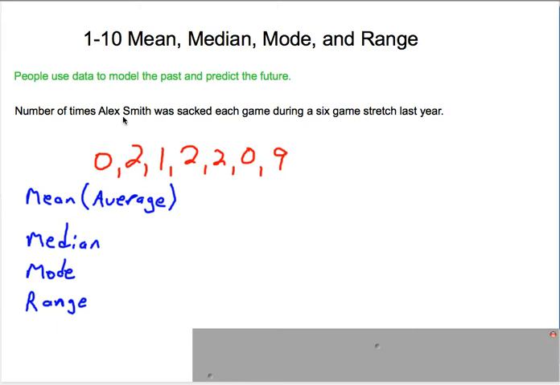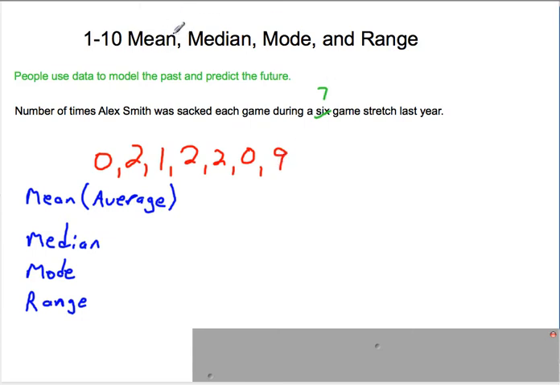So here I have a question. I looked online and I saw the number of times Alex Smith was sacked each game during a 6-game stretch last year. I actually added a number here, so we're going to call this a 7-game stretch last year. So he got sacked 0, 2, 1, 2, 2, 0, and then 9 times.